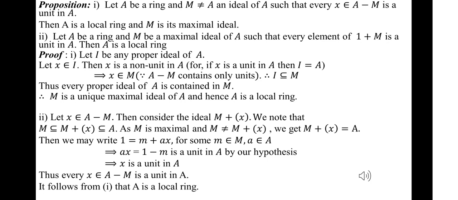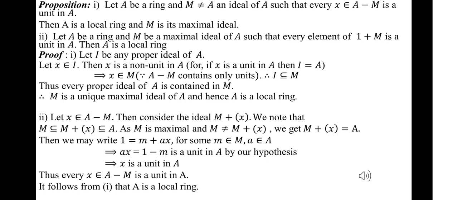Come to the second part of the result. Let A be a ring with M as its maximal ideal such that every element of 1 plus M is a unit in A. We will be making use of the first part of the result here, that is, consider any element x from A minus M, or equivalently x is not in M. Now look at the sum of the two ideals, M and the ideal generated by x. We will be looking into the sum of ideals concept later in detail. Remember at this point that the sum of two ideals also gives an ideal.